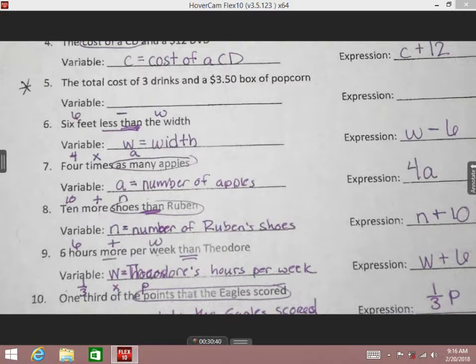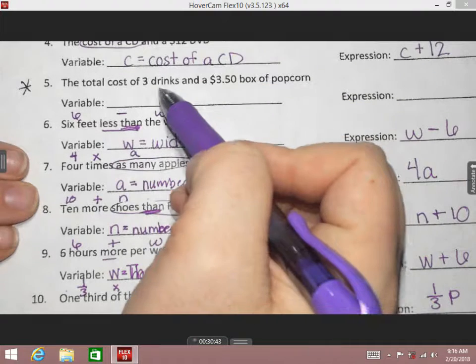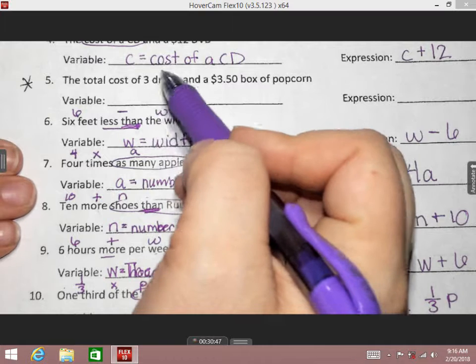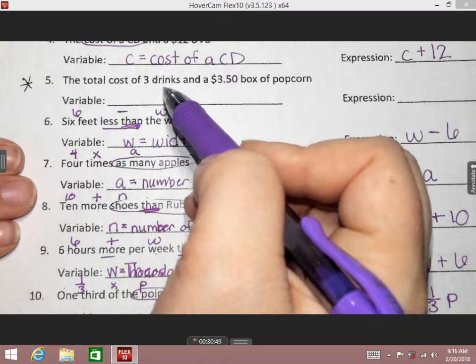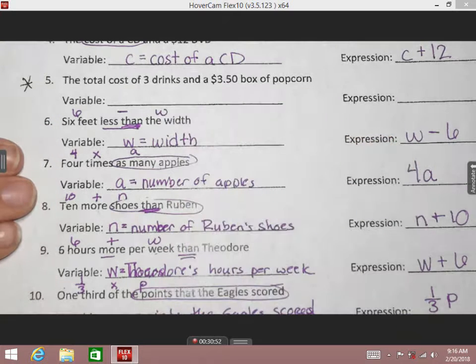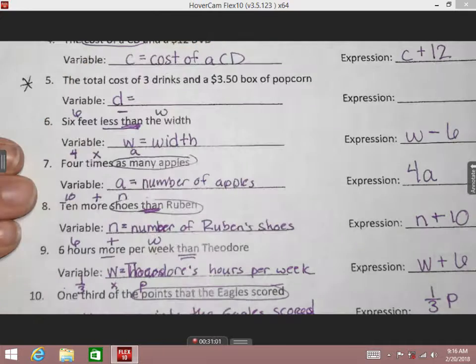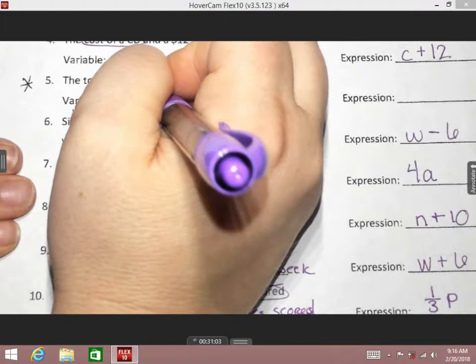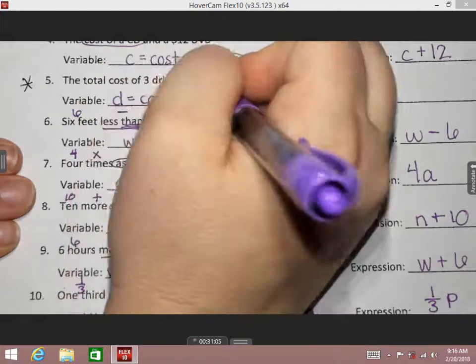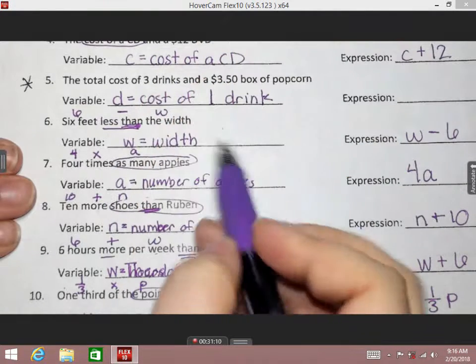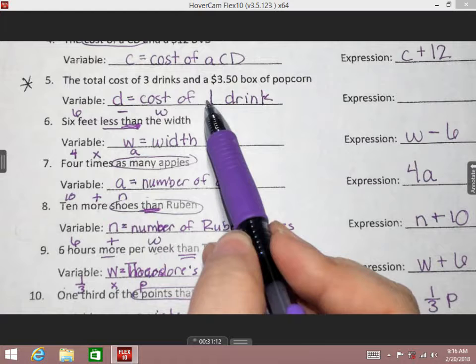What was that, Katie? I don't know how much the 3 drinks cost. I can't find out how much to pay because I don't know how much these 3 drinks cost. Now the dilemma is that my variable can only represent one thing. Can it represent all 3 of my drinks? No. My variable, we'll do my variable as D, can only represent the cost of 1 drink.